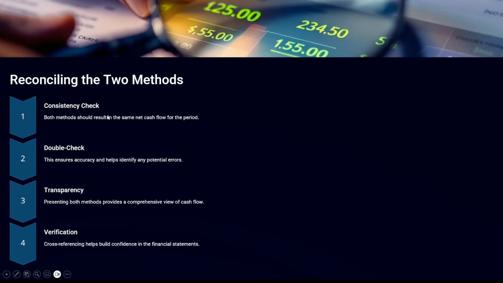Once we complete both methods, we need to make a reconciliation between the two methods to make sure the balances are the same, starting from the beginning balance and all the movements, to check the closing balance at the end of the period should be the same. Also, the balance that we have in the cash flow statement should be the same as the value that we have in the balance sheet.